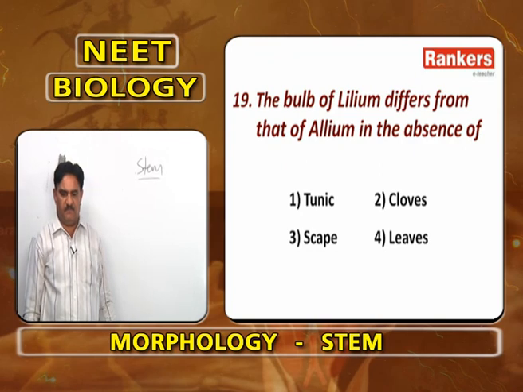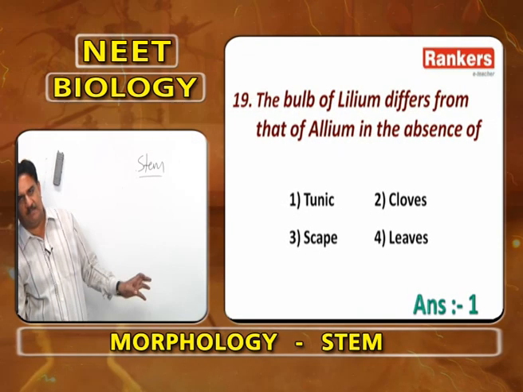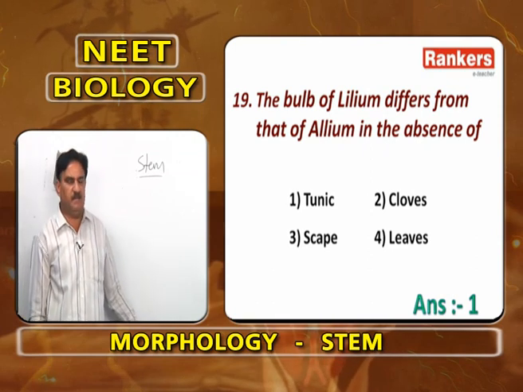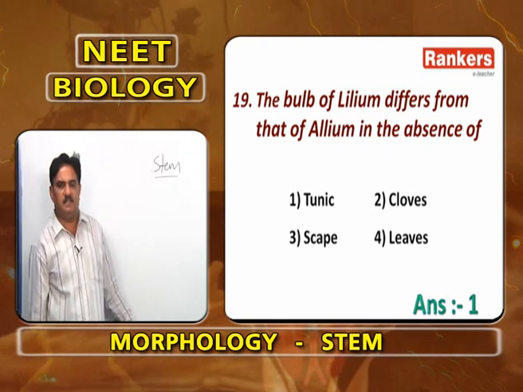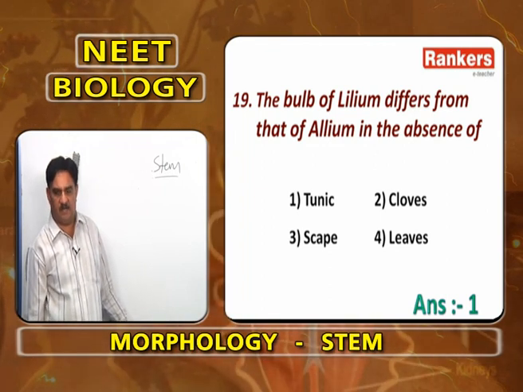Next, the bulb of Lilium differs from that of Allium. Just now we discussed. In Allium, the bulb is surrounded by tunics. In Lilium, the bulb is not surrounded by tunics. That is why in Allium it is called tunicated bulb. In Lilium it is called naked bulb or imbricated bulb.